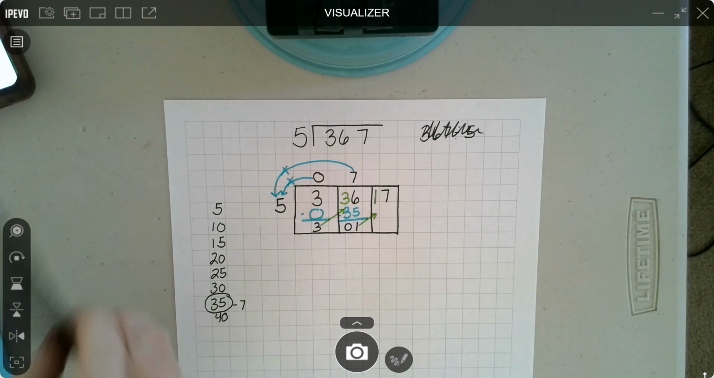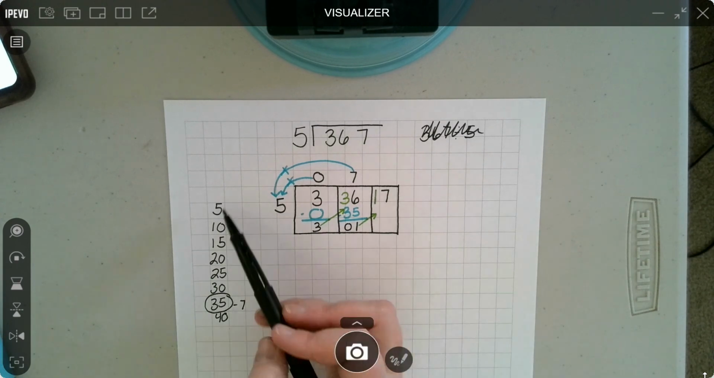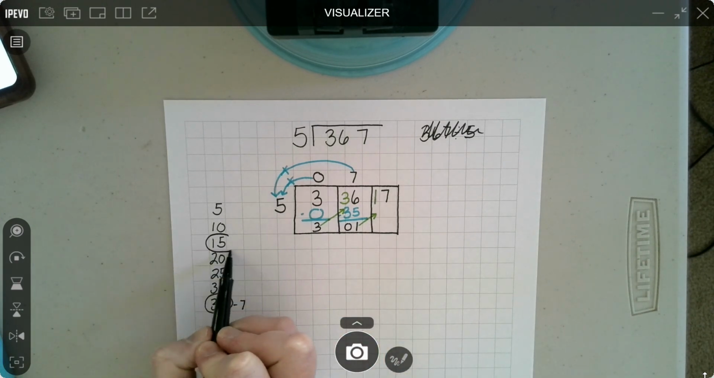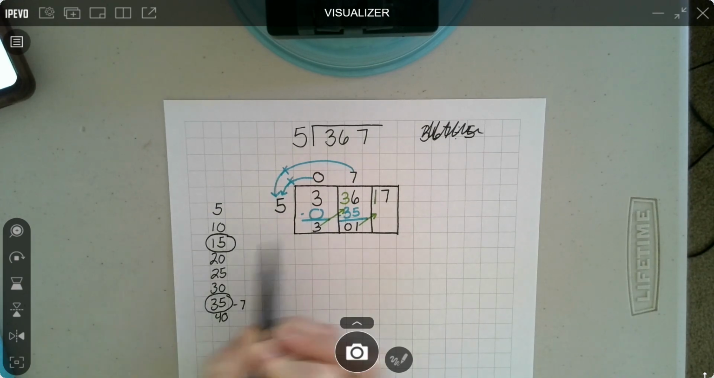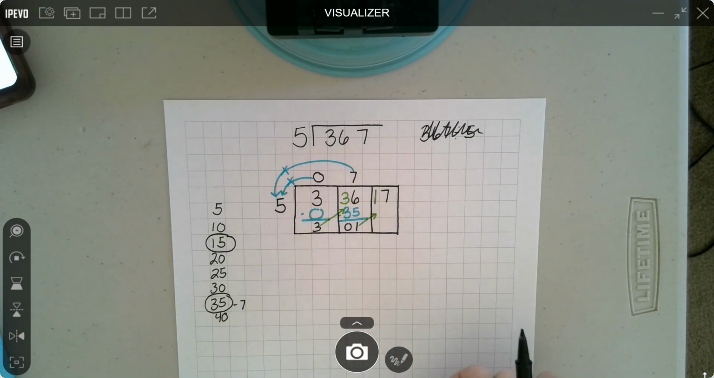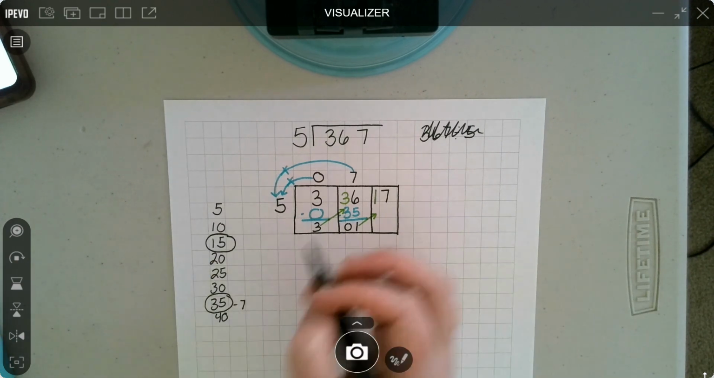Now, I'm going to look at my multiples list, or I may know. And I notice that the third multiple of 5 is 15. The fourth is 20. That's too much. So 15 is as close as I can get to 17 without going over. Again, you may know that 5 times 3 is 15, and that's as close as you can get. But if you don't, you can always list your multiples.